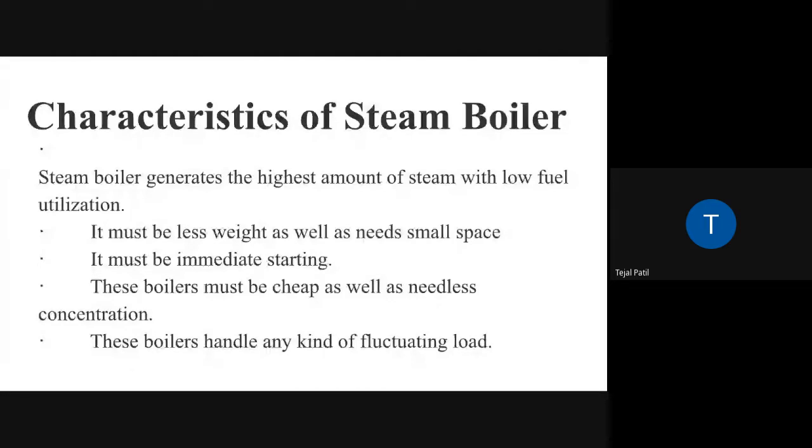Then the next one is, this boiler handles any kind of fluctuating load. If the requirement of steam is more, the boiler should be capable to supply more, and if the requirement is less, then it should be capable to supply less. Supplying less means you should reduce the supply of fire also. So it should be suitable for the fluctuating load, because every time the requirement of steam will not be the same.